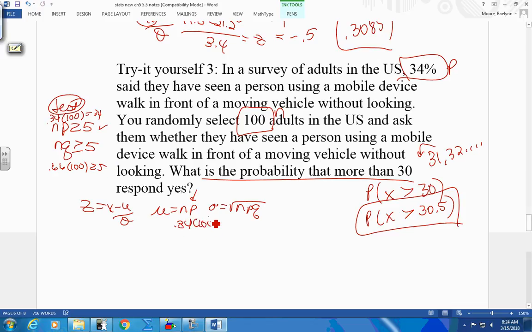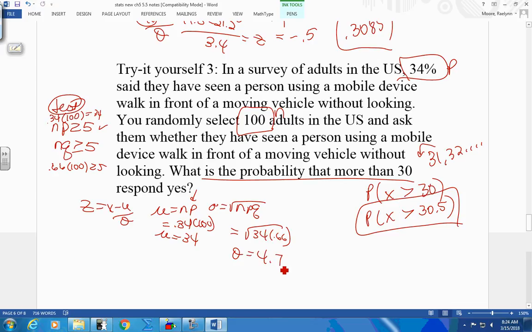So here's our mean. 34 times 100. And our standard deviation is 34 times 0.66. Take the square root. And it is 4.7.